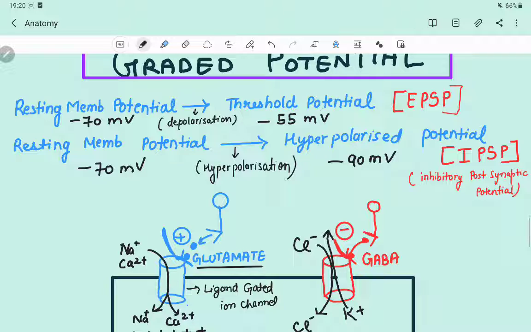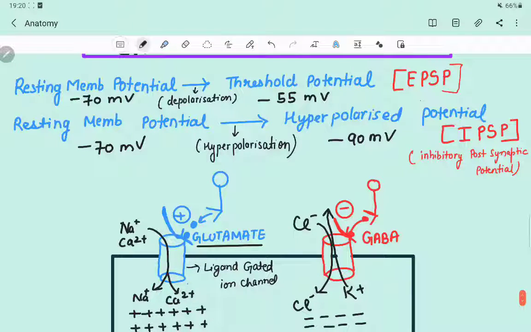At this threshold potential, all the sodium ion voltage gated channels get open, and the cell moves on to get depolarized. So we are moving more or less towards a depolarization, and hence it is called excitatory postsynaptic potential. All right, excitatory postsynaptic potential. We have already seen EPSPs and IPSPs in the previous lesson.